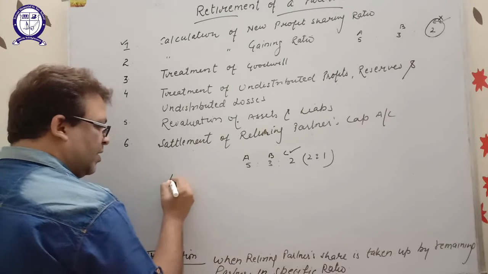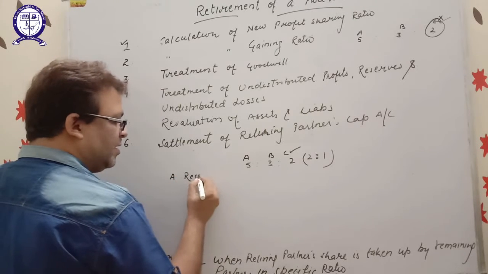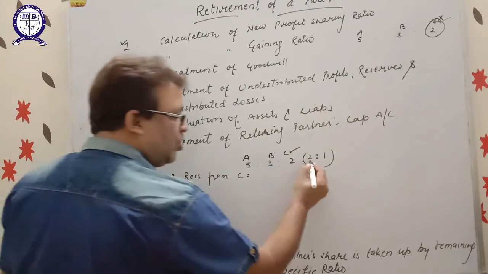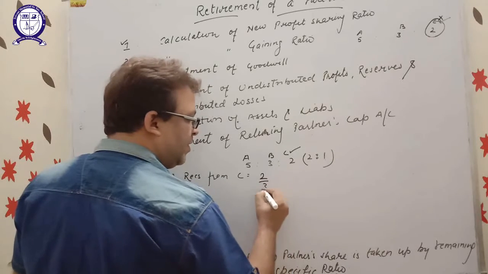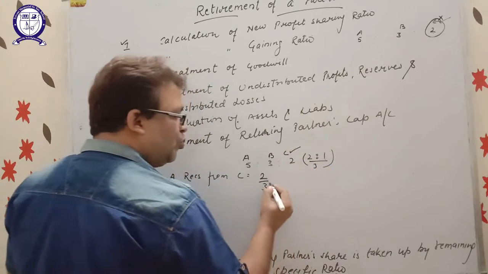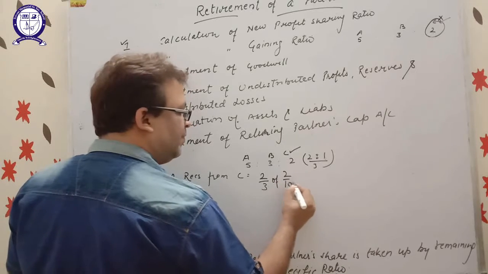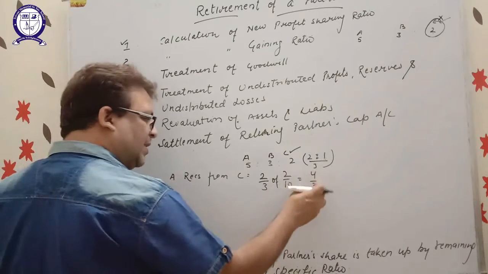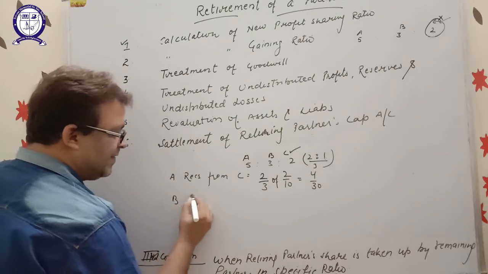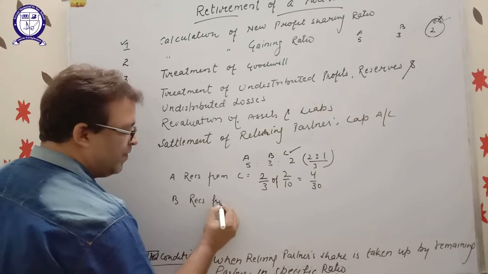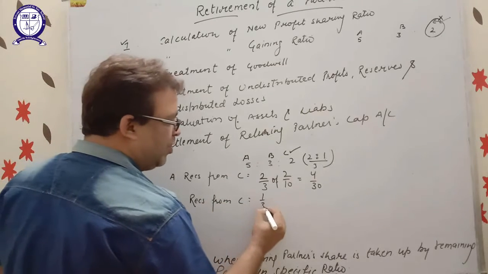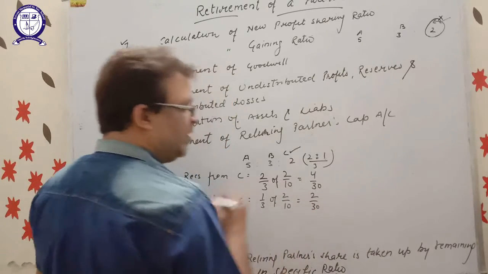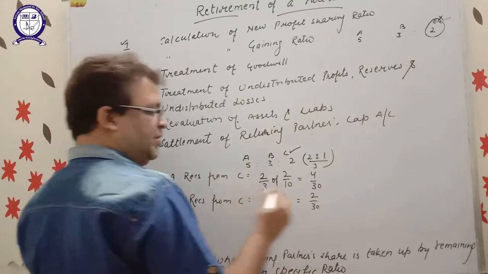So now A receives from C 2/3. 2 and 1, total 3. So 2/3 of 2/10 is 4/30. So A is receiving 4/30. B receives from C 1/3 of 2/10, that means 2/30. Now the ratios of A and B will increase.